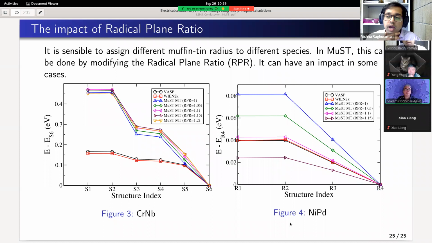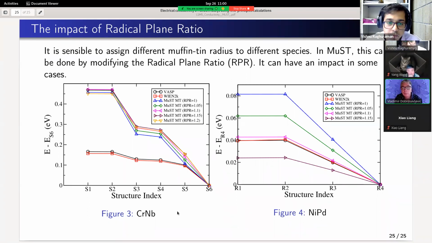Also, Yang mentioned last time about radical plane ratio. So Yang had shown how if you vary the radical plane ratio, you can get the correct band structure for silicon using MUST, which is a long-standing problem that MUST couldn't give correct values for silicon. So I thought it would be interesting to vary the radical plane ratio between the two species to set it similar to the atomic radii of chromium and niobium, or nickel and palladium as given here, and see whether that would have an impact.